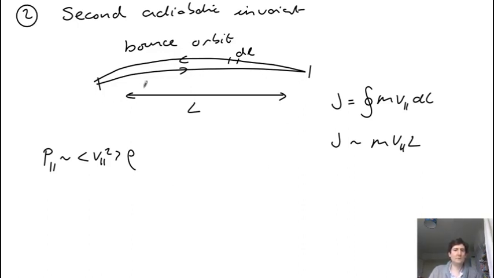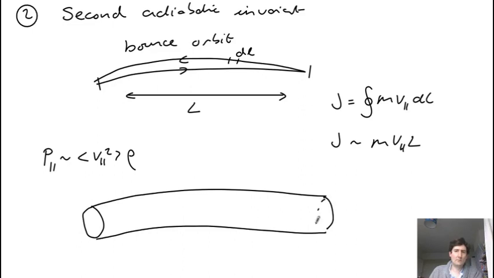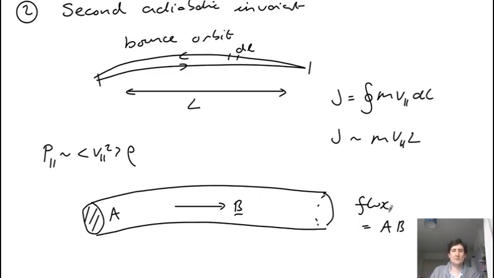And then we assume that essentially particles are trapped inside a flux tube. So we have a tube which has some cross-sectional area, A, and there's a magnetic field through this tube, which is B. Now because the flux is just area times strength of magnetic field, this is constant. If this is a flux tube, then the flux inside the tube is conserved.